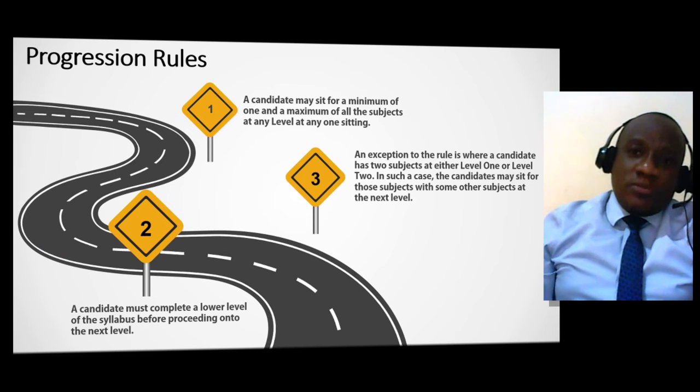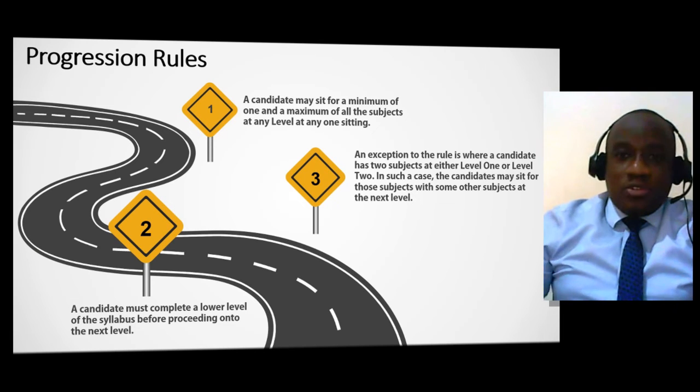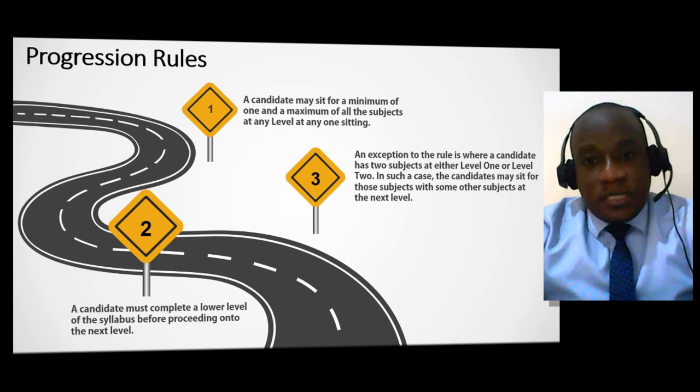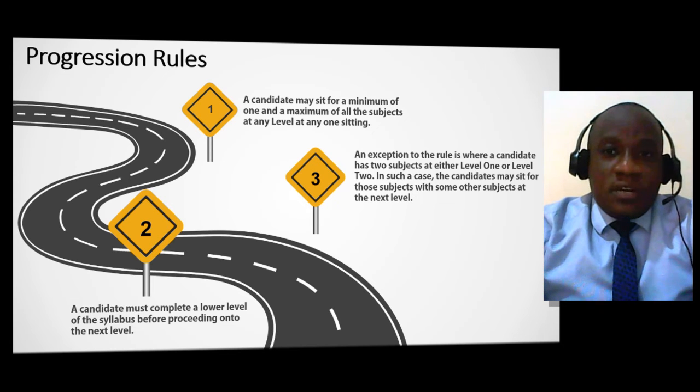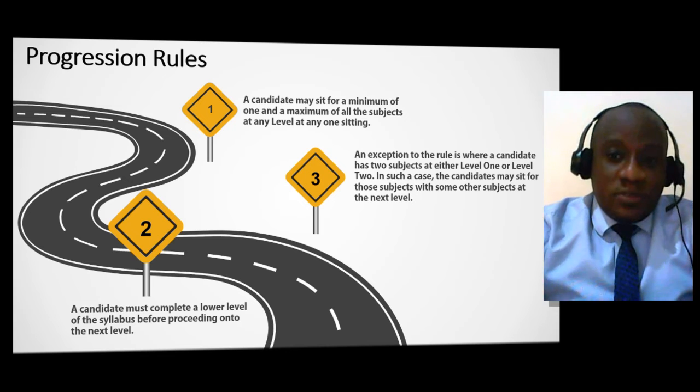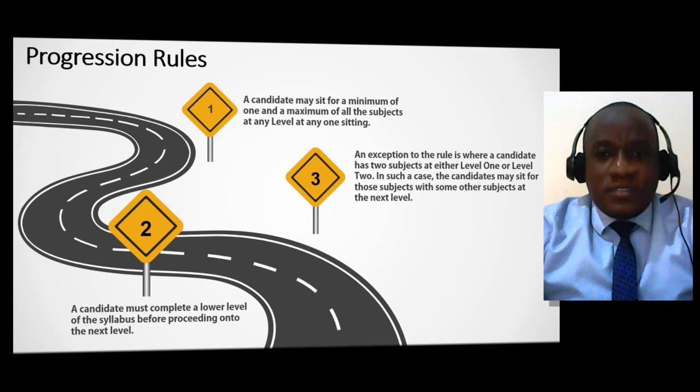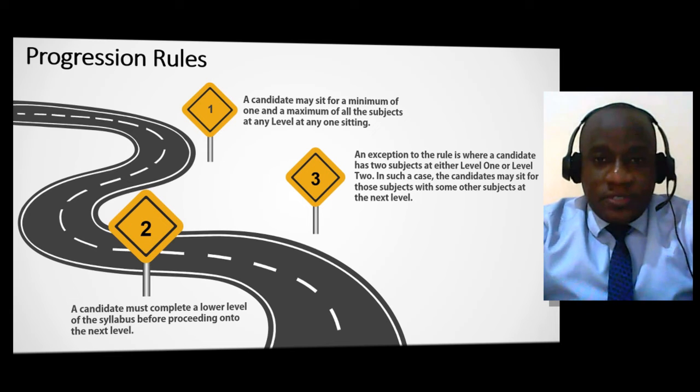Things like financial accounting and financial reporting. Those 2 papers go hand in hand. The knowledge in financial accounting is transferred and carried forward to financial reporting. So those 2 papers cannot be done at the same time. So if you have financial accounting at level 1 and financial reporting at level 2, then those 2 cannot be taken at the same time. You must finish one before you proceed to the other.